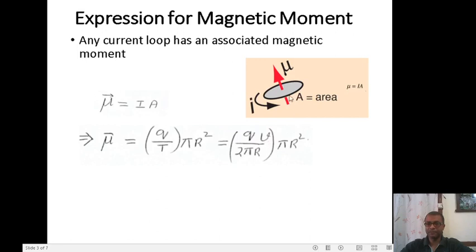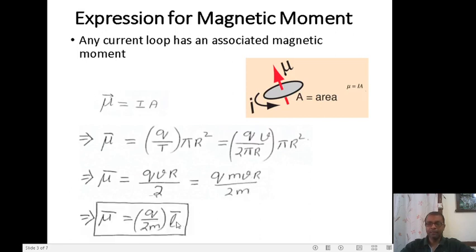That is the circumference of this loop. So the time period will be 2πr by v. So this expression can be written as qv by 2πr times πr². Hence, we can simplify it to qvr by 2. Multiplying and dividing by the mass m, if m is the mass of the particle, it becomes q m v r by 2m. Now this mvr represents nothing but the angular momentum L of the particle.